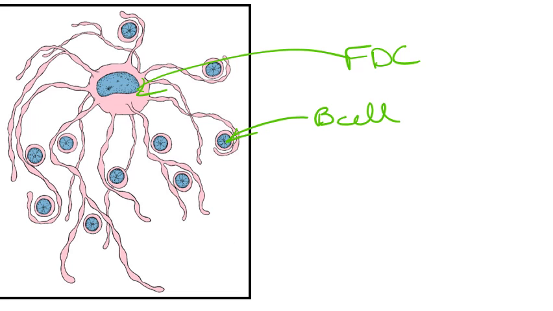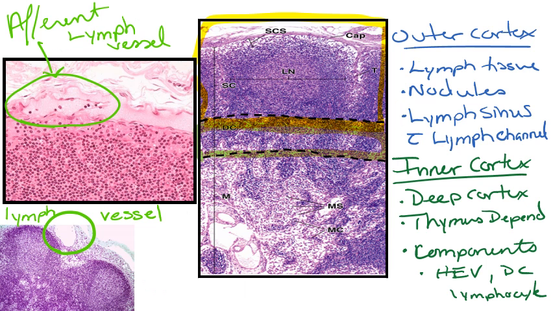That might be a little too much information, but I just wanted to give you an idea. Follicular dendritic cell loves B cells, and it creates a B cell nursery for the activated B cells to be even more activated and become plasma cells. Okay? Let's parse this out.